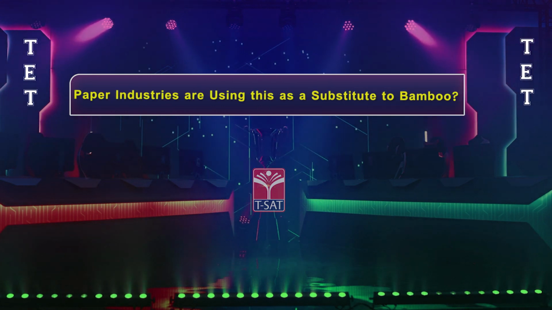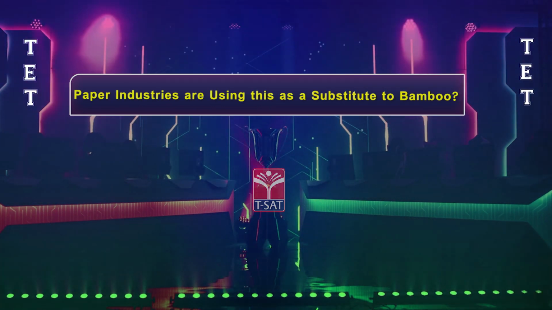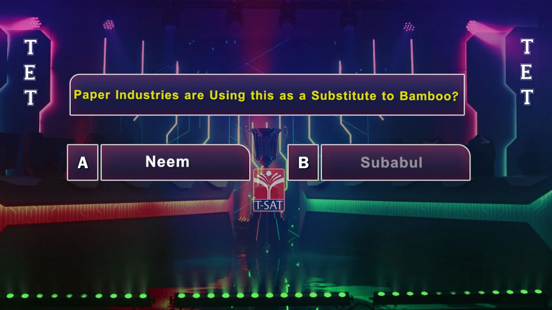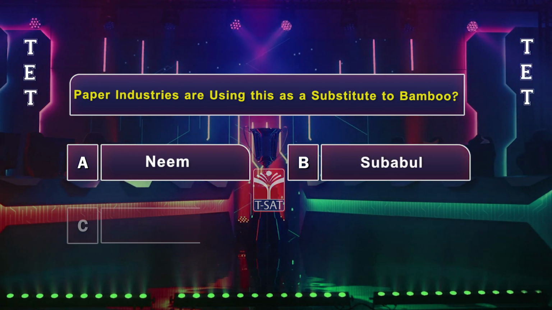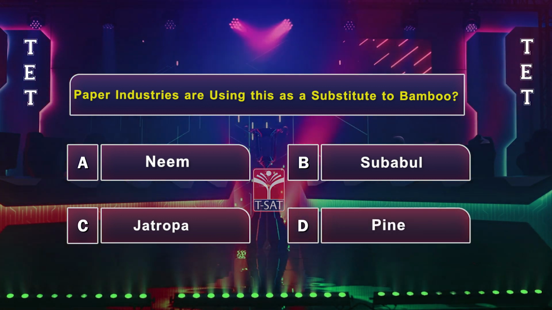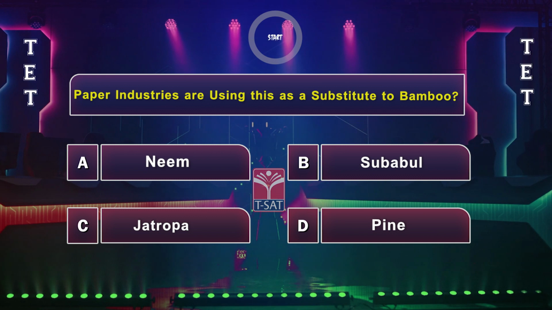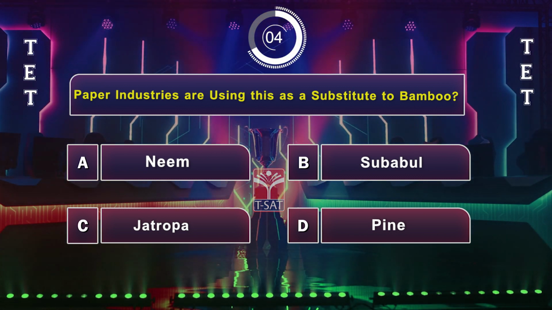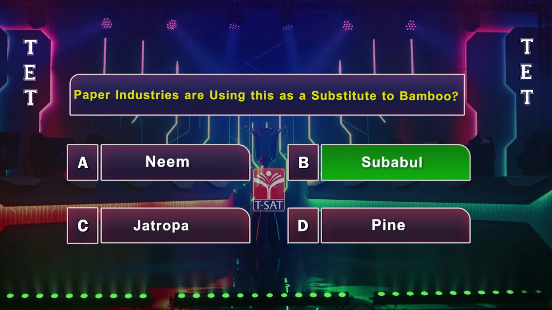22nd question. Paper industries are using this as a substitute to bamboo. Option A, Neem. Option B, Eucalyptus. Option C, Teak. Option D, Pine. Your time starts now. The correct answer is option B.